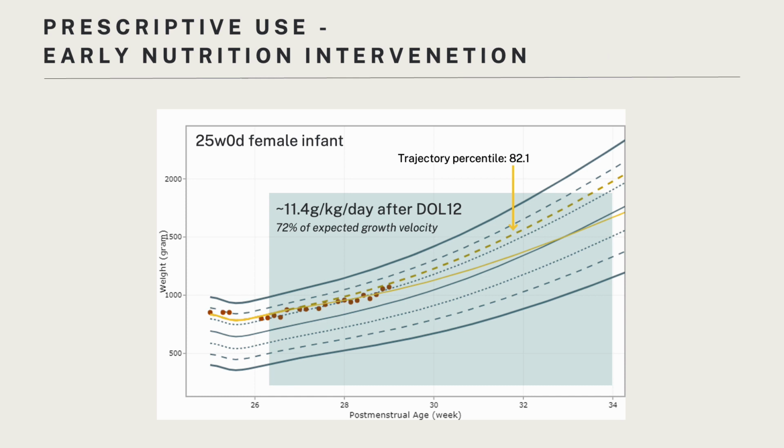For prescriptive use, in this case, as we already mentioned earlier, we could have started working on optimizing nutrition as soon as we started seeing weight measurements consistently below the trajectory curves, instead of waiting for 2 weeks to go by before advancing calories.